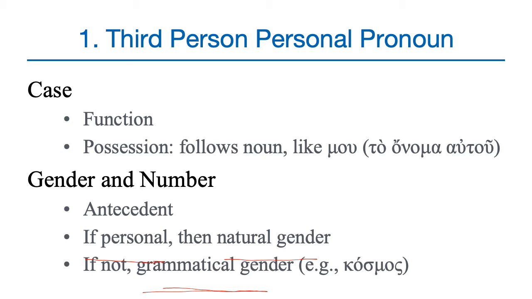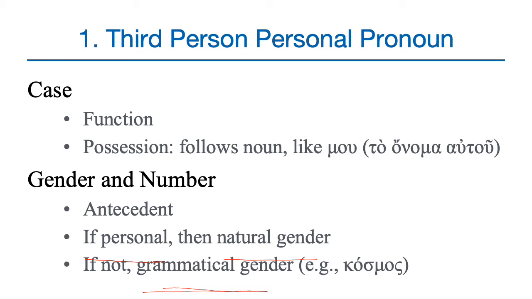When it is used possessively, let's say it is used in the genitive, it will always follow the noun that it is modifying. Okay? For the gender and the number, it will always agree with the antecedent, that is the word it is standing in the place of.